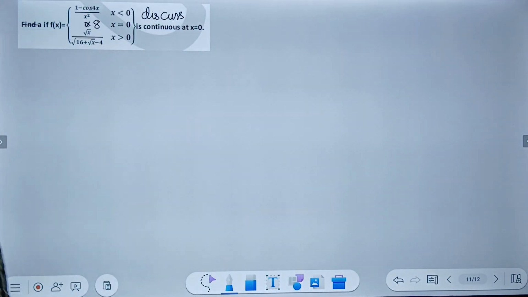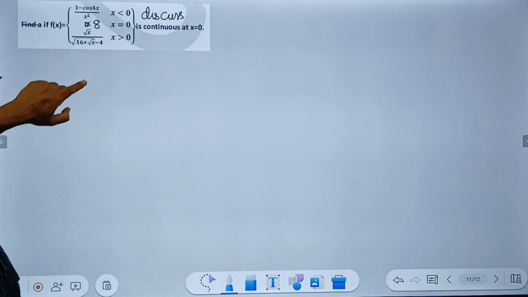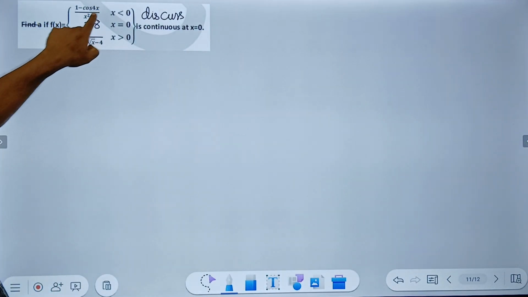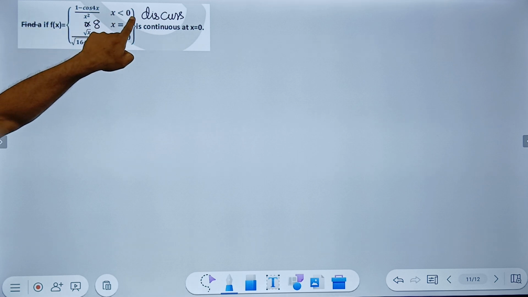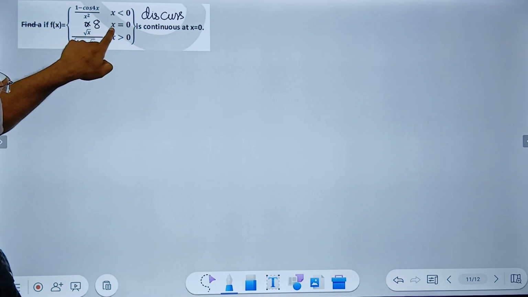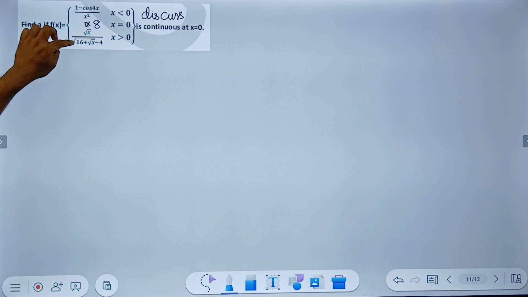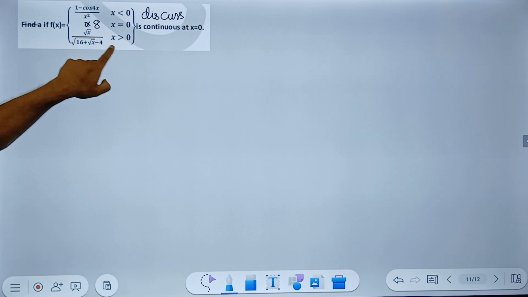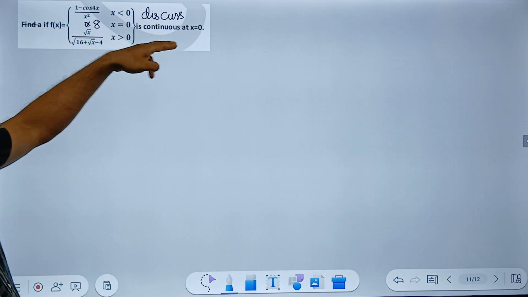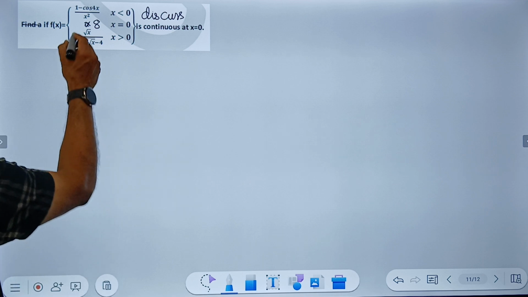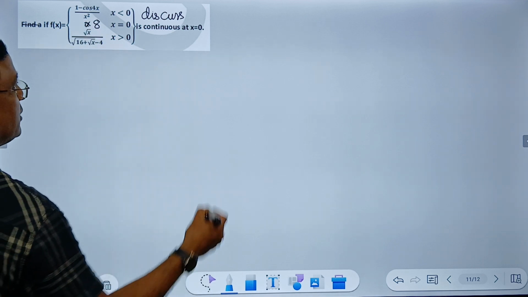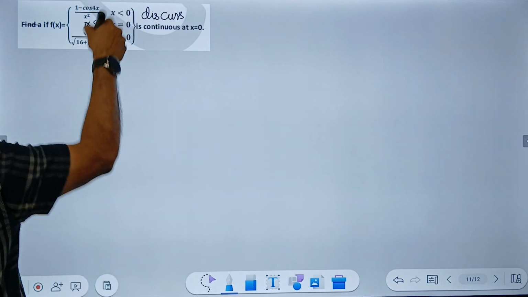Now the next question. I slightly changed this question. Actually it is 1 minus cos 4x by x square, x less than 0, 8 when x is equal to 0, root x by root of 16 plus root x minus 4, x is greater than 0. I have to discuss continuity. The actual problem was simpler, because that becomes too simple, so I want to do this.